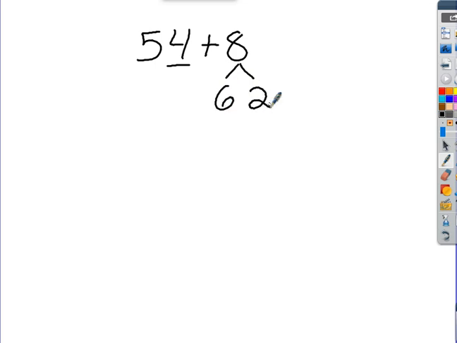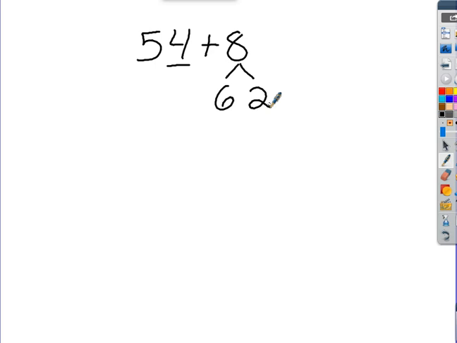So let's start with Make 10. In Make 10 we're using addition. So let's start with the fact 54 plus 8. What we want to do is make 10 in order to make our addition a little bit more simple for the students. So we look at our 4 in the ones place and we ask ourselves, 4 plus what will equal 10? The answer is 6. So we're going to break our 8 into a 6 and a 2.